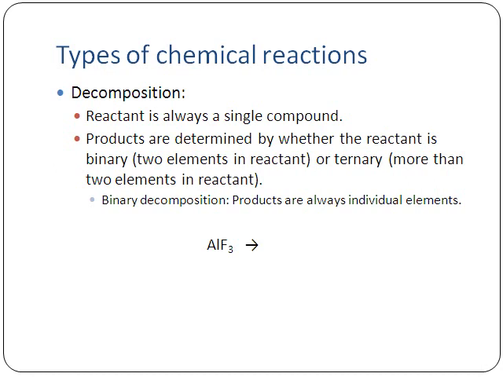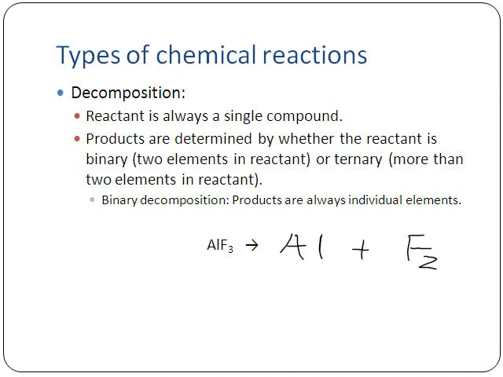So for binary decomposition, the products are always individual elements. And so for here, AlF3, when these break up, they're going to break up into their individual elements, which is aluminum plus the other one that's back by itself, which is fluorine. Now, if you remember, we said that there are a class of exceptions for elements that whenever they're by themselves, they are diatomic. And remember we said those are the elements that end in INE and GEN. Aluminum does not end in INE or GEN. Fluorine does end in INE, and so it's going to be F2 when we write that out.